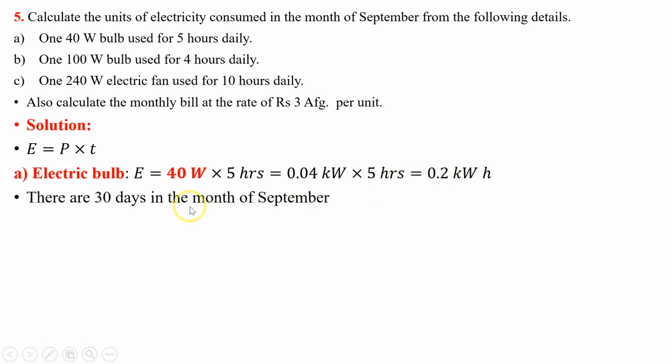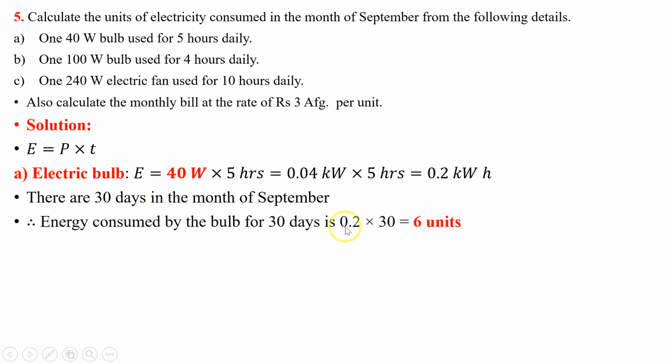In 1 month we know that there are 30 days. So simply multiply 30 days with 0.2, and it comes out to be 6 units. So per month this 40 watt bulb consumes 6 units.